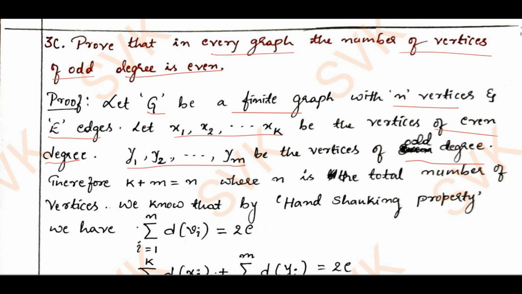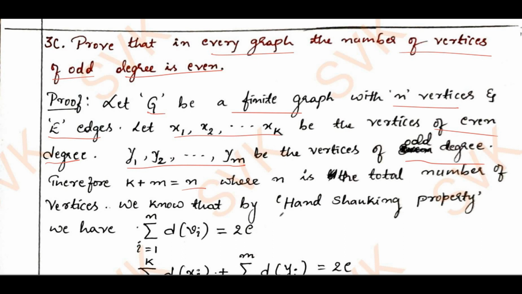This is odd degree, my dear students. I have considered both combinations, the vertices of even degree and of odd degree. Therefore, k plus m will be n, the sum of these two counts equals n, where n is the total number of vertices.